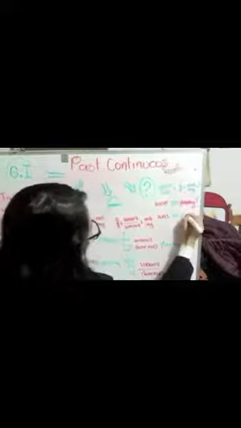Finally, for interrogative form, we use first were and was plus subject, then verb in ing. For example, were you playing, or was she playing?